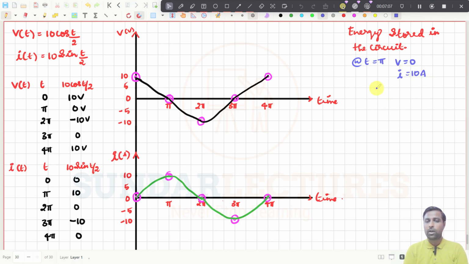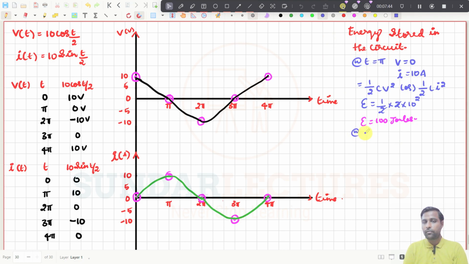So if I want to find the energy stored, the expression will be half CV square, or if it is by inductor, I can write it as half Li square, right? So if I substitute V as 0, energy stored can be written as half L. What is the value of L? It is 2 Henry, into the value of I, which is 10. So 10 square is 100. The two will cancel out, and finally energy stored is 100 joules. This is at time t is equal to pi.